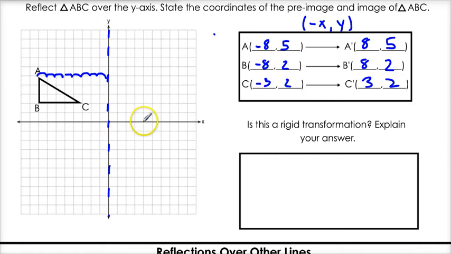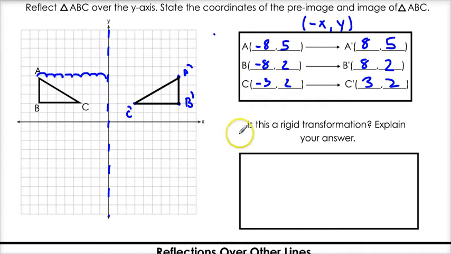1, 2, 3, 4, 5, 6, 7, 8, up 5. And then we have (8, 2), and then we have (3, 2). And so that's going to be A prime, B prime, and C prime. And let's put those lines in there. And look at that, look how pretty that looks. It's perfect. It is the mirror image over the y-axis. That is our line of symmetry.